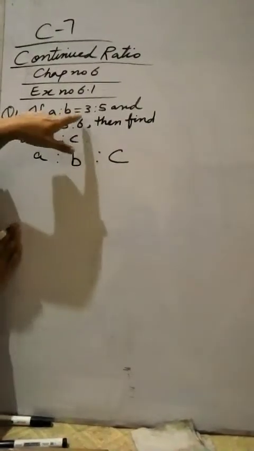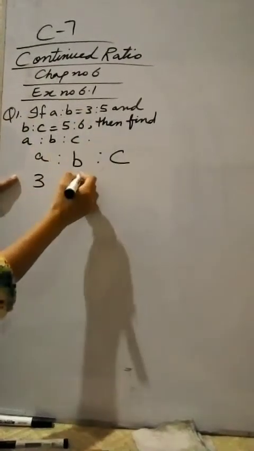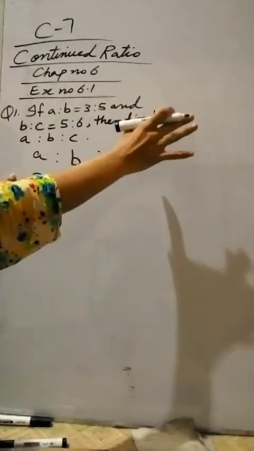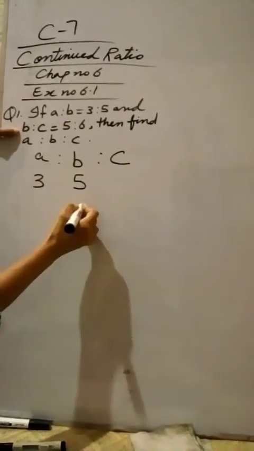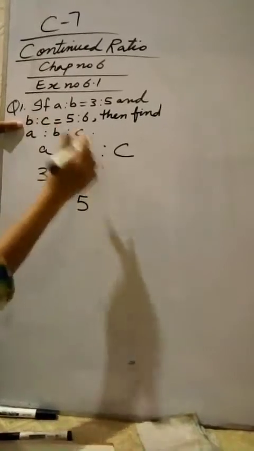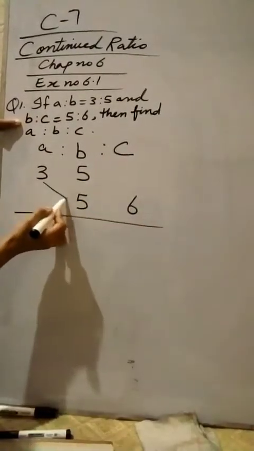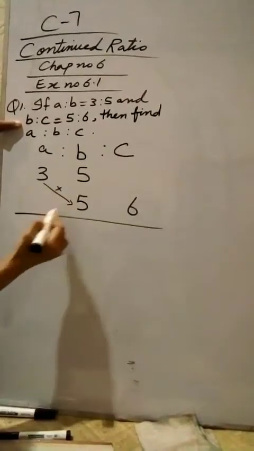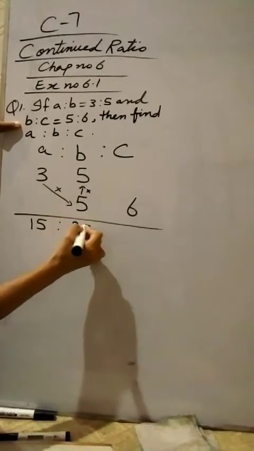In the first line we have 3 and 5. A value is 3 and B value is 5. Then first line completed. Come to the next line. B value is 5, then C value is 6. Then 3 will multiply with 5. This is the rule. 3 times 5 is 15. Then 5 multiplied by 5 is 25.